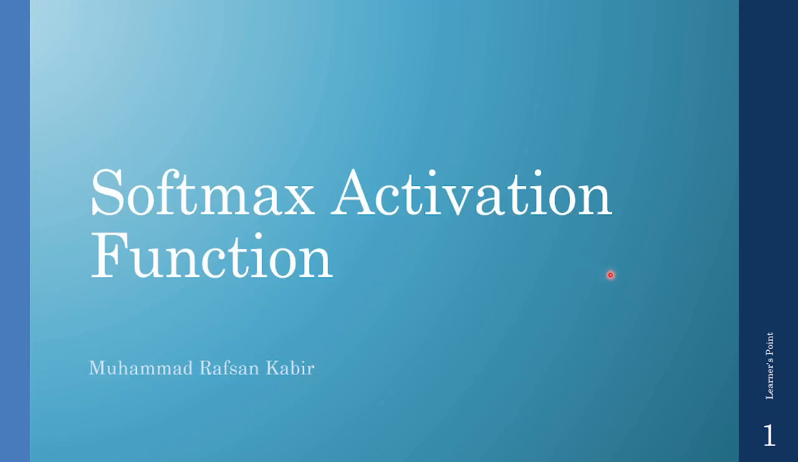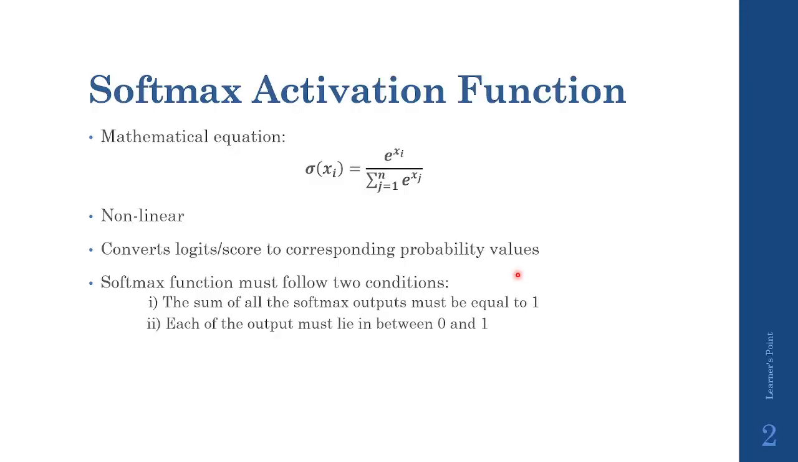In this video, I'll be talking about the most widely used activation function today in the world. That is the softmax activation function. The softmax activation function is one of the most popular and most widely used activation functions in neural networks and deep learning nowadays. The mathematical equation of the softmax activation function is shown here.